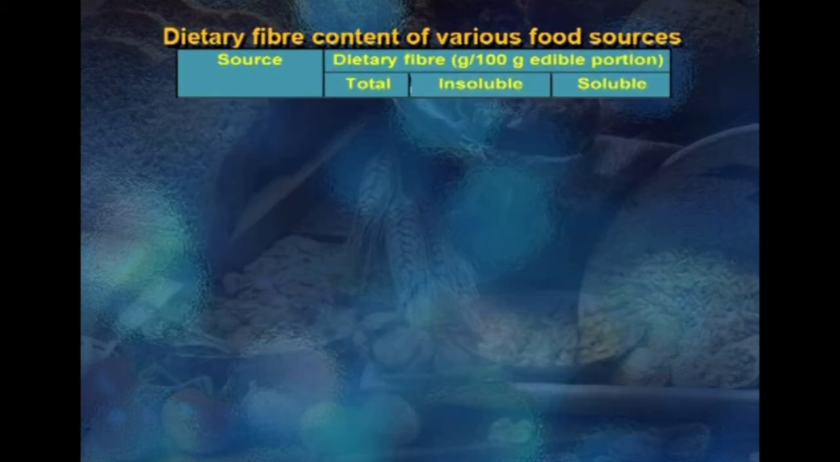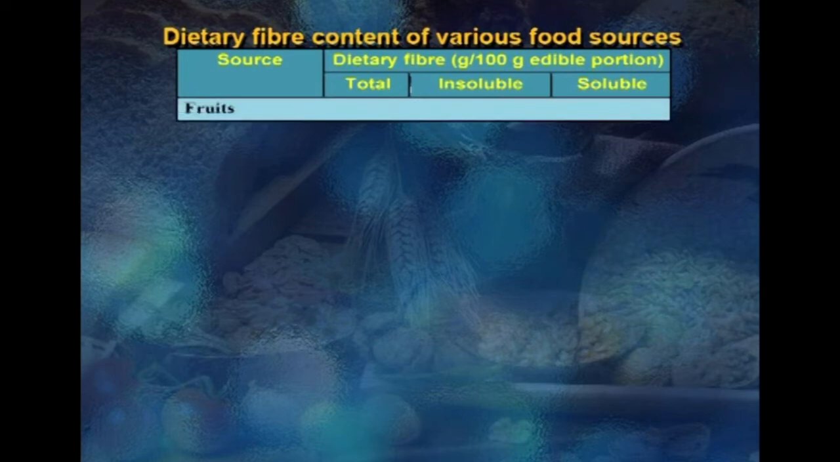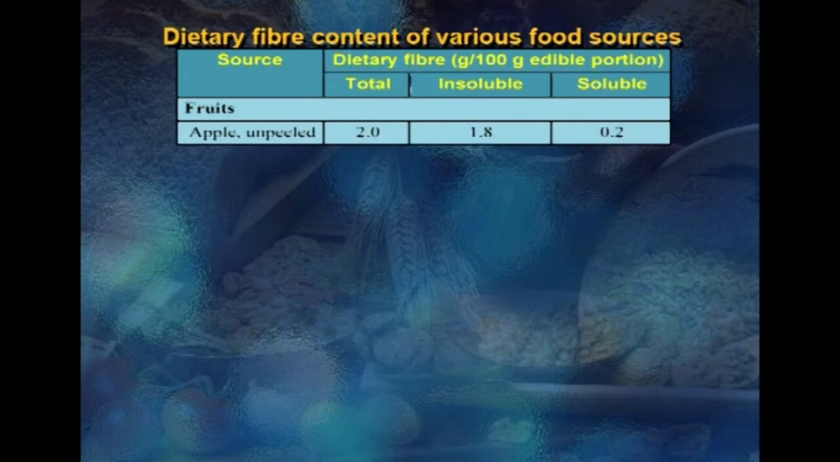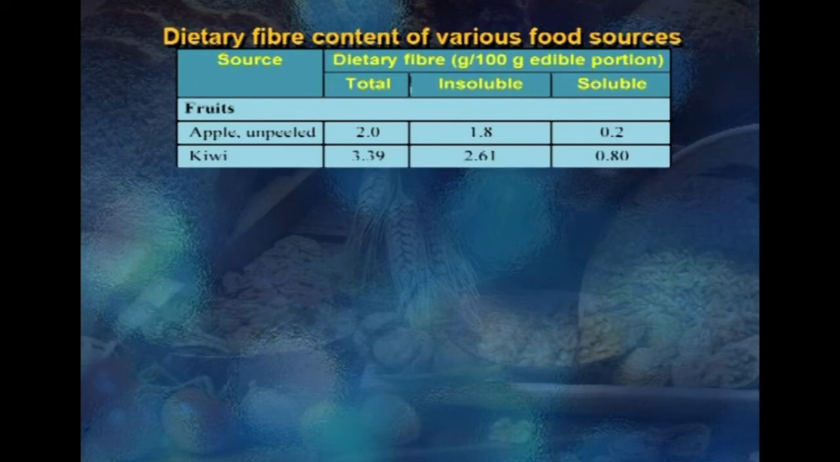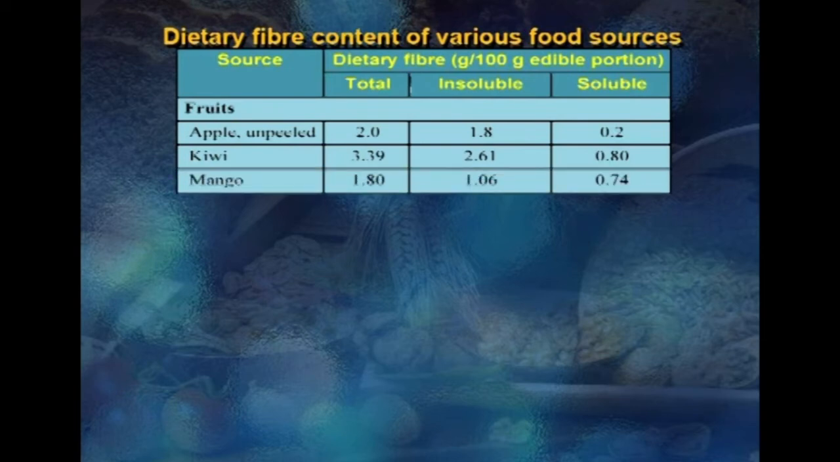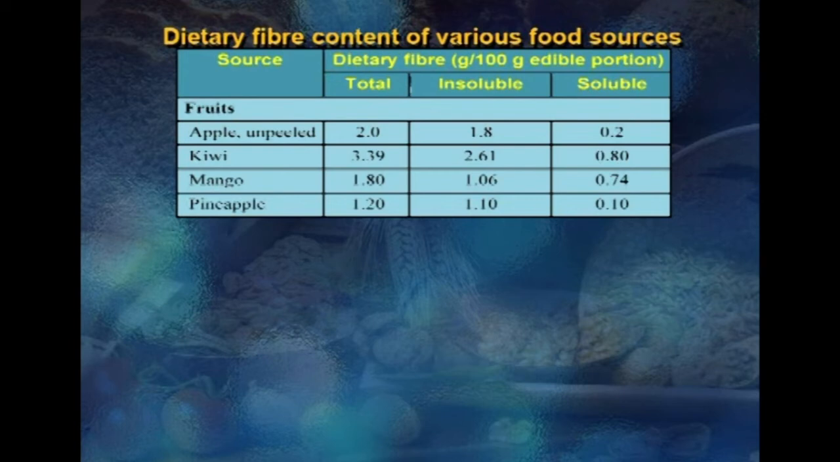After the vegetables, let us look at the fruits, which are again some favorable sources of dietary fiber. First among the fruits is apple. The unpeeled apple has 2 grams of fiber, with 1.8 grams insoluble and 0.2 grams soluble. We have fruits like kiwi, which has 3.39 grams of dietary fiber. Mango has 1.8 grams of fiber. Pineapple has 1.2 grams of dietary fiber.